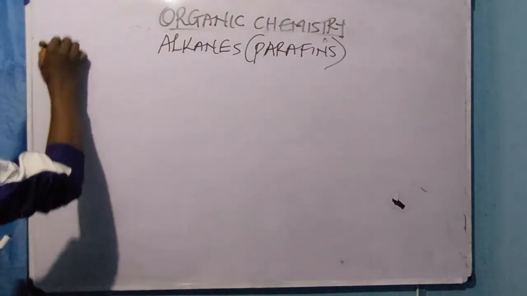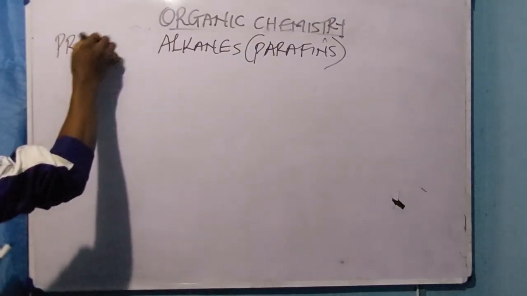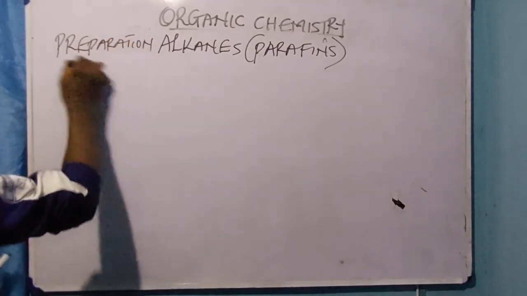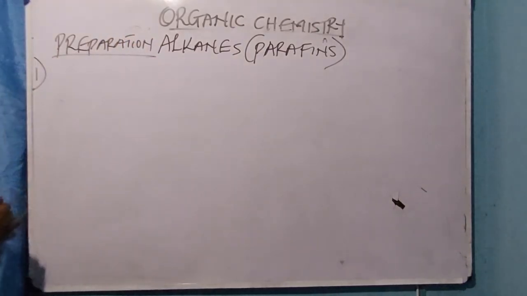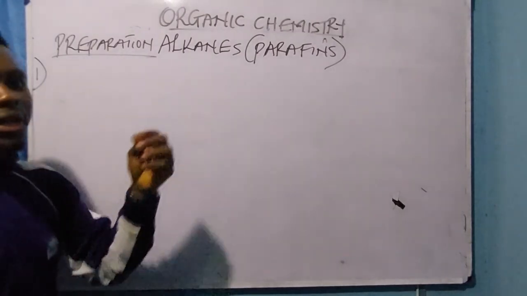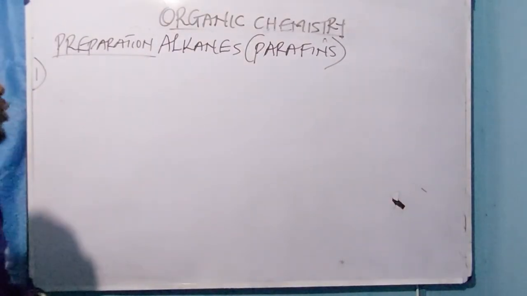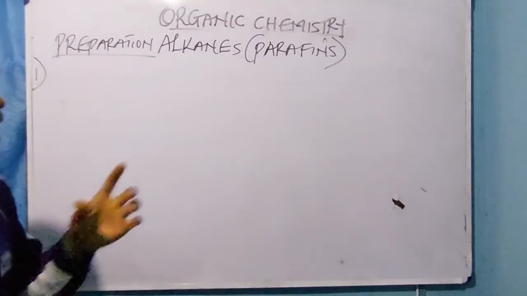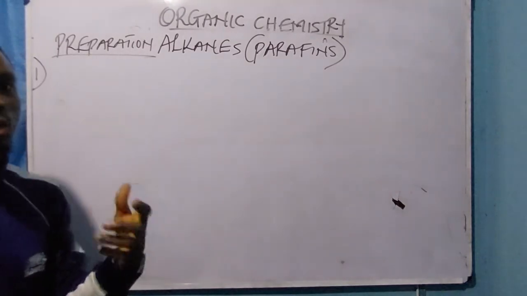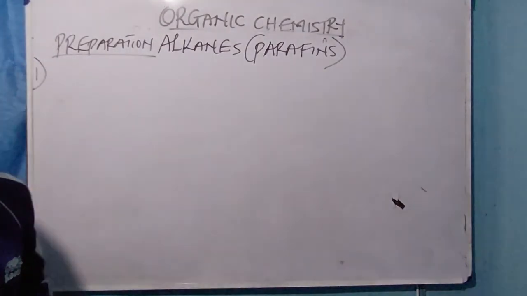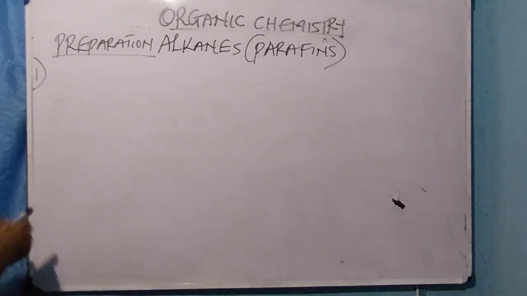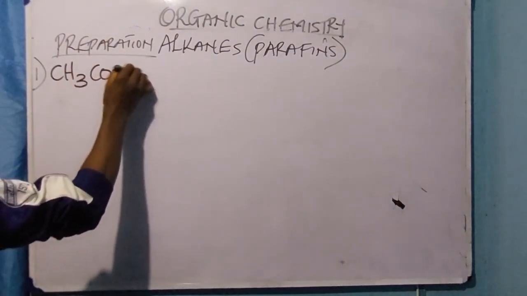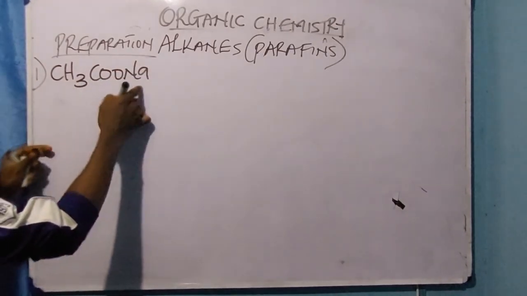So how do we prepare alkanes? Preparation of alkanes. One. We can prepare alkanes by reacting an alkali with sodium acetate or with sodium ethanoate. An alkali is a base. It could be potassium hydroxide or sodium hydroxide. Now I have CH3COONa. Now this compound is called what? Sodium acetate.